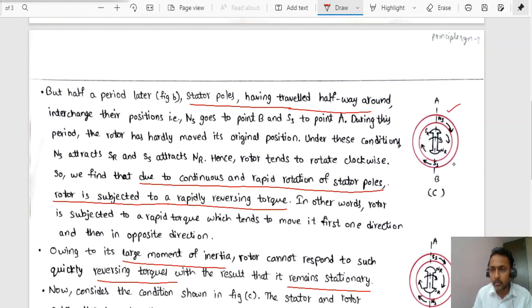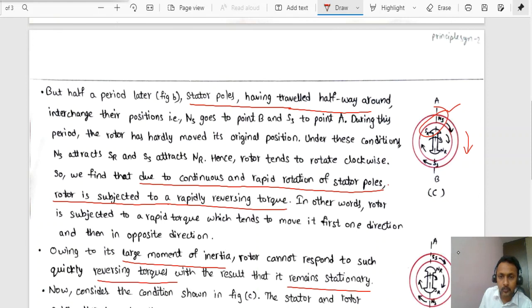but by that time we have the stator north pole here and the rotor south pole here. Both will attract each other, and again it will experience a torque which tends to rotate in the clockwise direction. Due to the continuous and rapid rotation, the stator poles will be rotating at synchronous speed, there is no doubt. But the rotor, because of that, is subjected to a rapidly reversing torque.